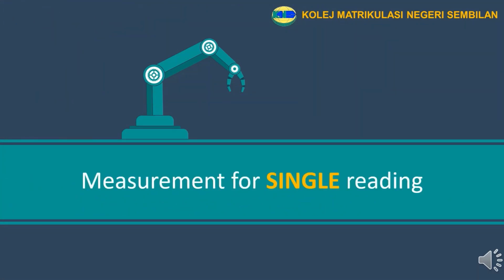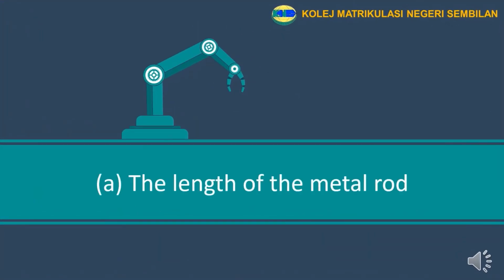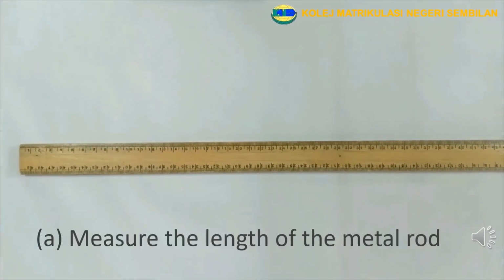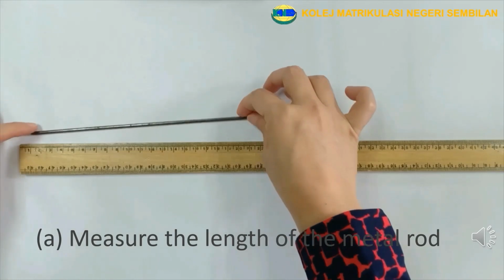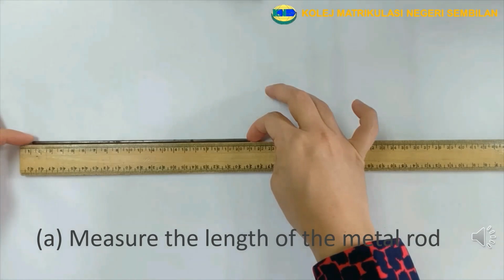There are two types of reading: single reading and repeated reading. Measurement for single reading means we take the measurement only once. In this experiment, single reading is used to measure the length of a metal rod. Take the initial and final reading for the length of the metal rod. Calculate the difference.